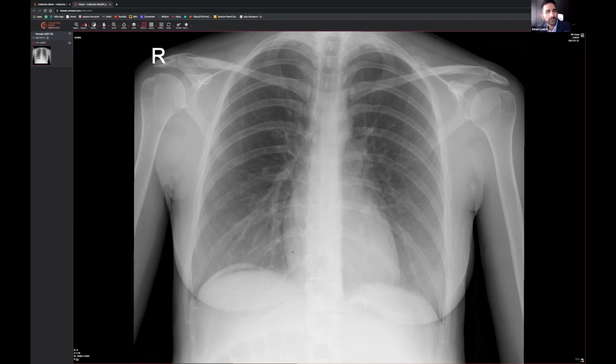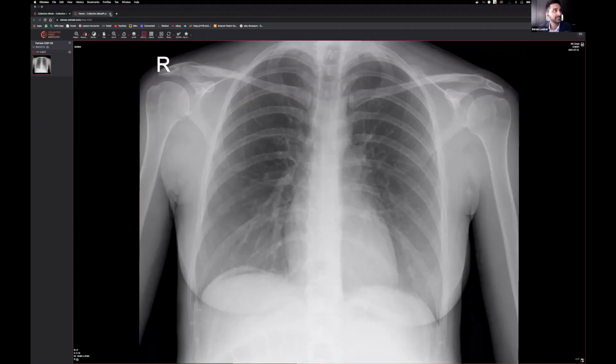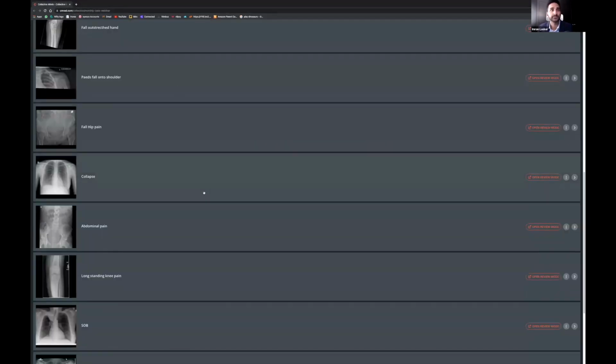Yeah, I think so. Okay, so there's air underneath the hemidiaphragm, which would be suggestive of a perforated intra-abdominal viscus. So this patient will most likely need to go get a CT as quickly as possible. Right.